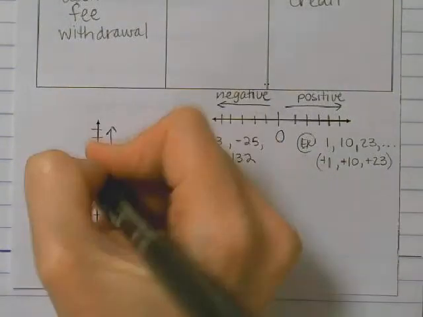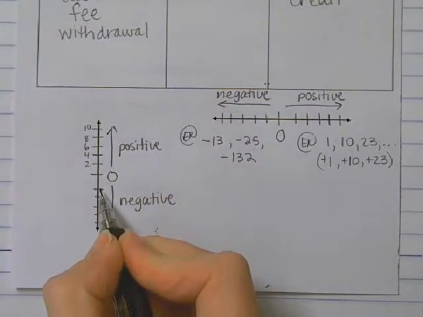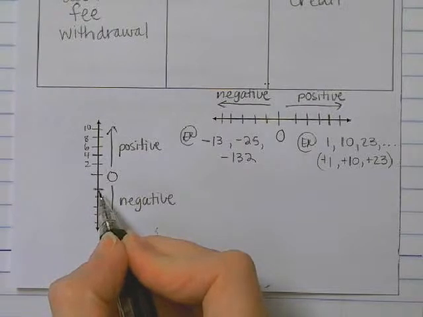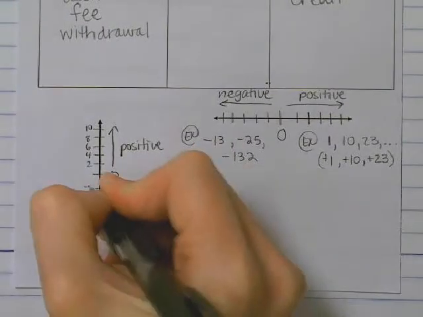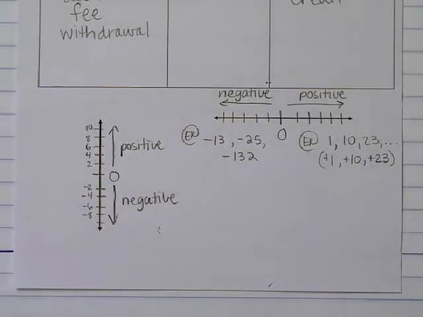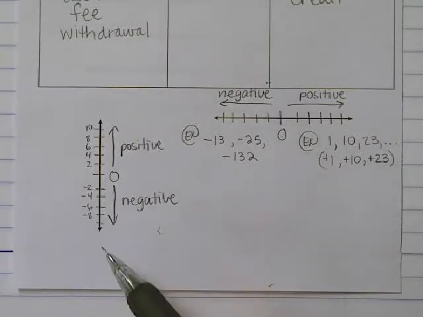And then what would be my first one going down? Not 1. Negative 2. Negative 4. Negative 6. Negative 8, and so on. I need to count consistently. Each mark is going to represent the same distance from one mark to the next. So keep that in mind as you are doing your scales. But is everybody okay? What is positive and what's negative on a number line? Yep.